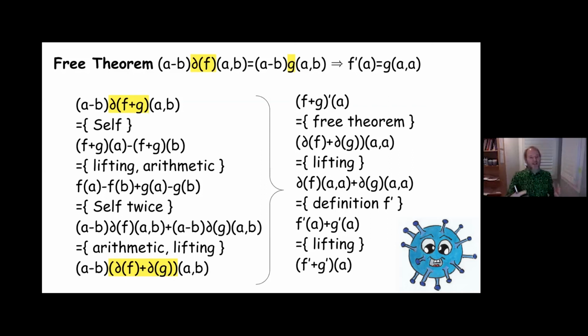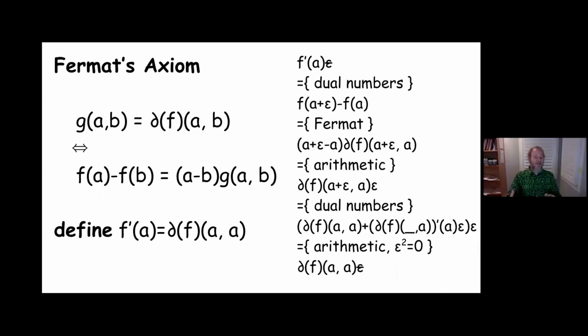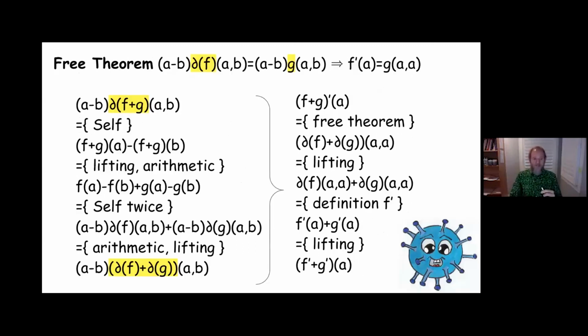Now, the downside of this axiomatization is that we cannot translate it into code. So it's nice from a mathematical perspective, but with dual numbers, we could directly translate it into code. Here, there's nothing that allows us to write this in code.